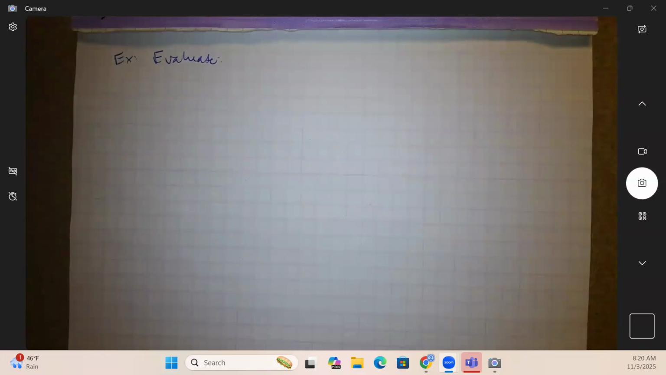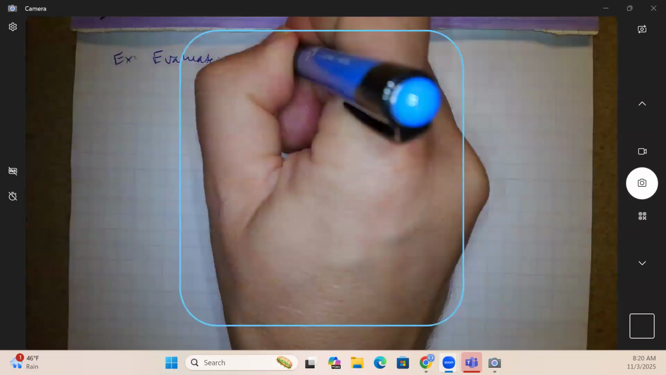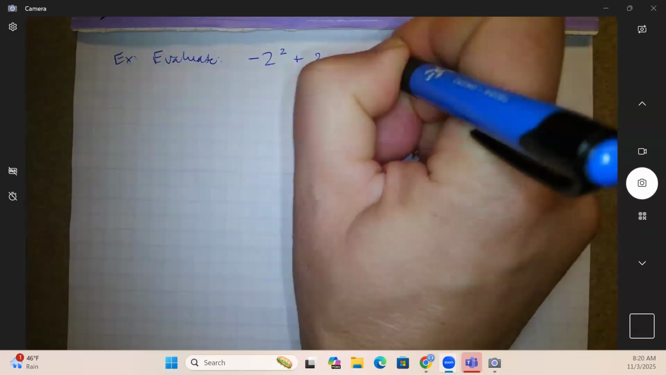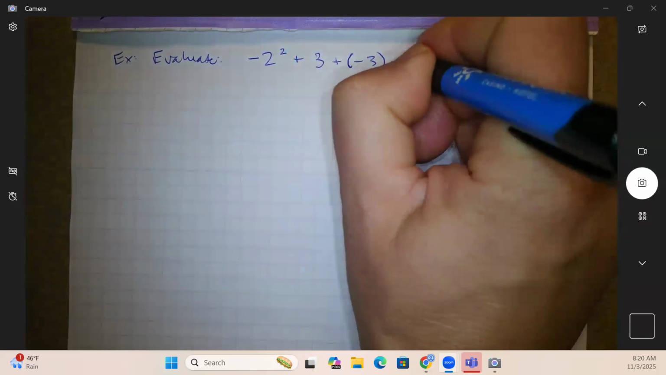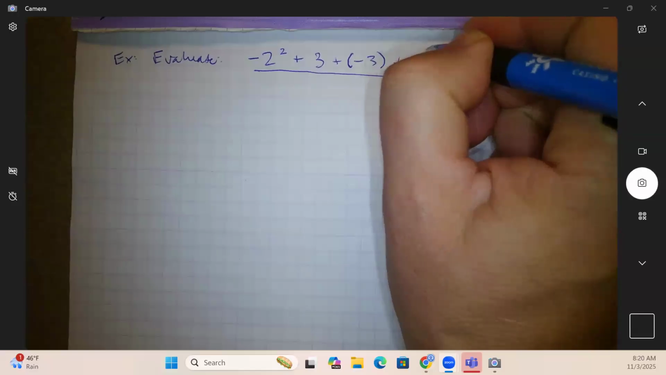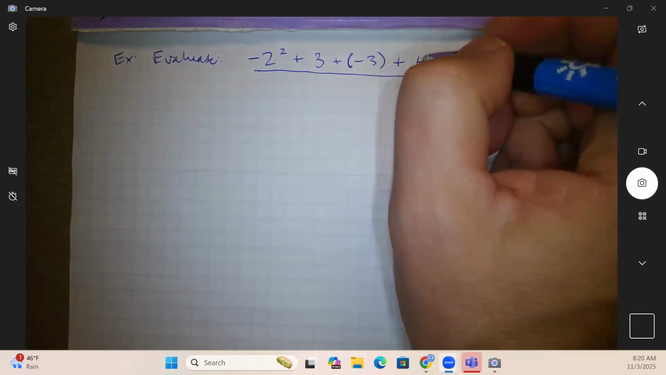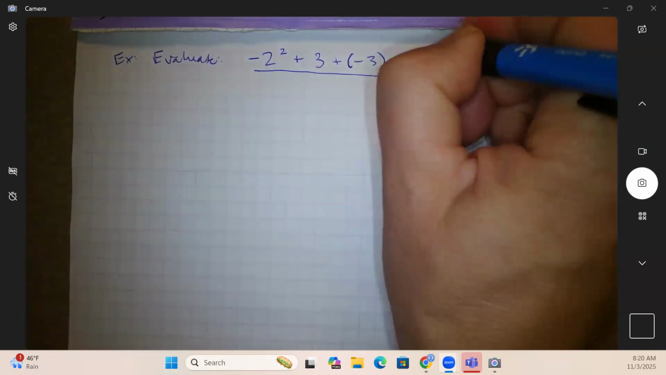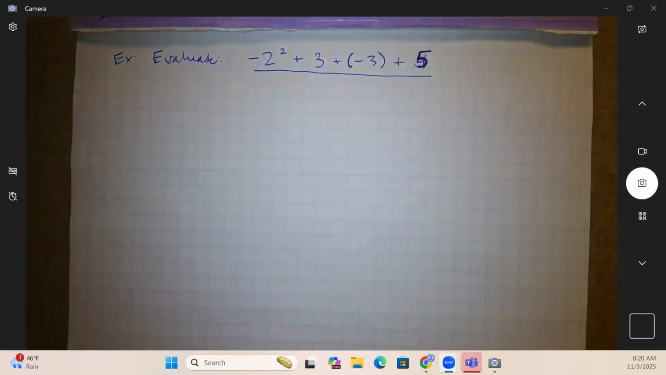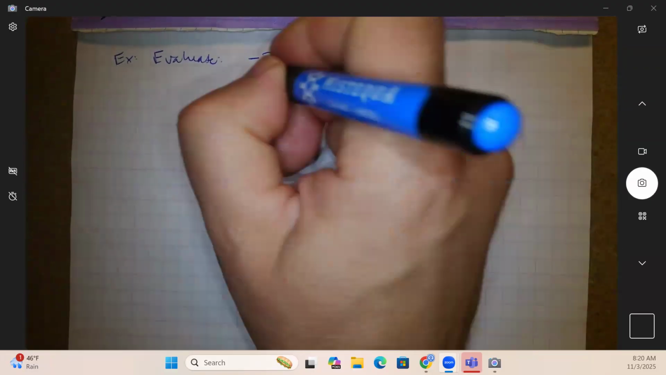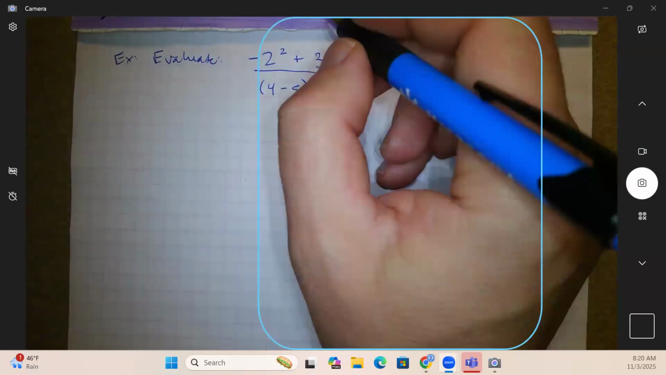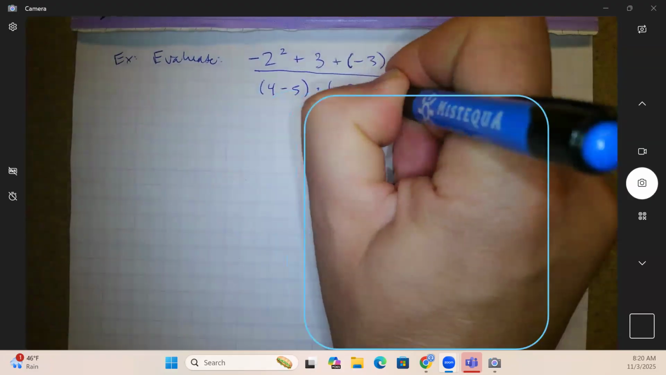Let's evaluate -2 squared plus 3 plus -3 in parentheses plus 4. I'm going to do not plus 4. I don't think I want to do plus 4. I'm going to do plus 5. So it's not quite from the book. Times the quantity 4, or sorry, divided by the quantity 4 minus 5 times the quantity -2 minus 7.